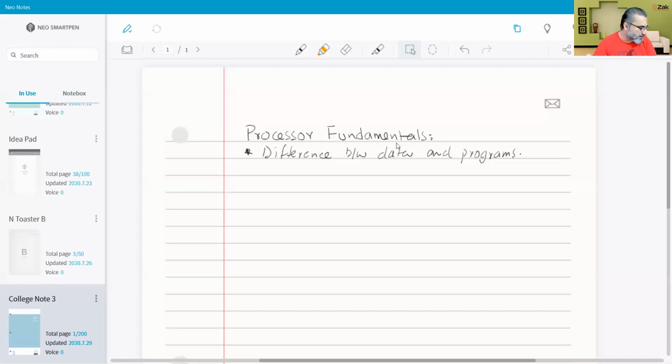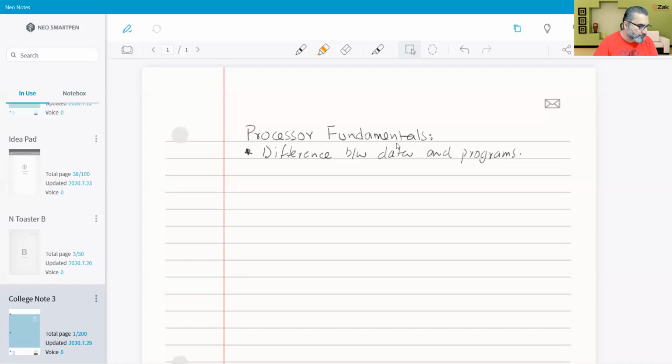So the processor fundamentals, Von Neumann model, 4.1.1, Von Neumann model.